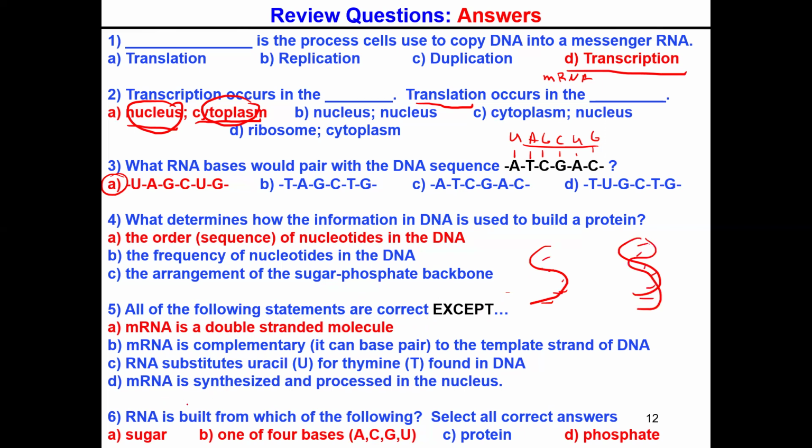And then finally, RNA is built from which of the following? Select all correct answers. Remember, it's going to have a sugar, it's going to have a phosphate, and bases, and the bases are going to be A, C, G, and U. Now, although we are going to be using our mRNA to produce proteins, the mRNA itself does not contain proteins. It's the bases, the sugar, and the phosphate.